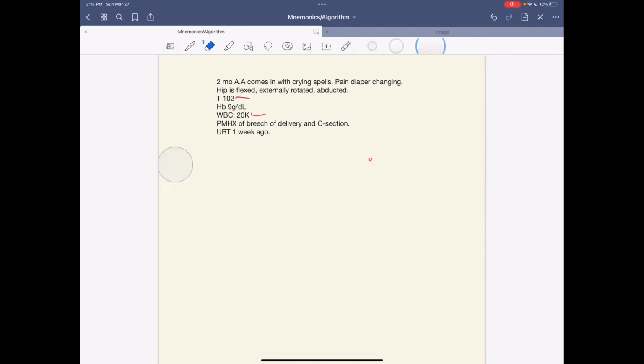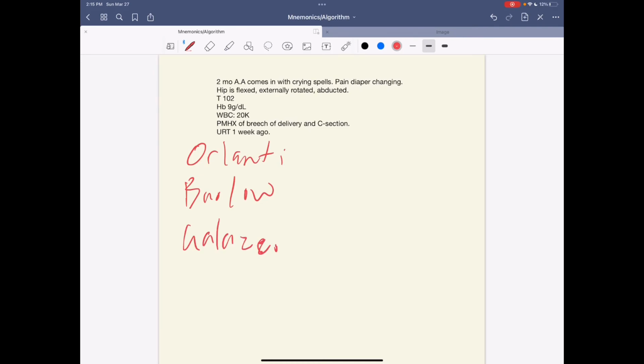And for developmental hip dysplasia, since I mentioned it, with the hip being involved and a past medical history of breech, you might think this, but you want to think about certain maneuvers that are high yield here: Ortolani, Barlow, Galeazzi test.